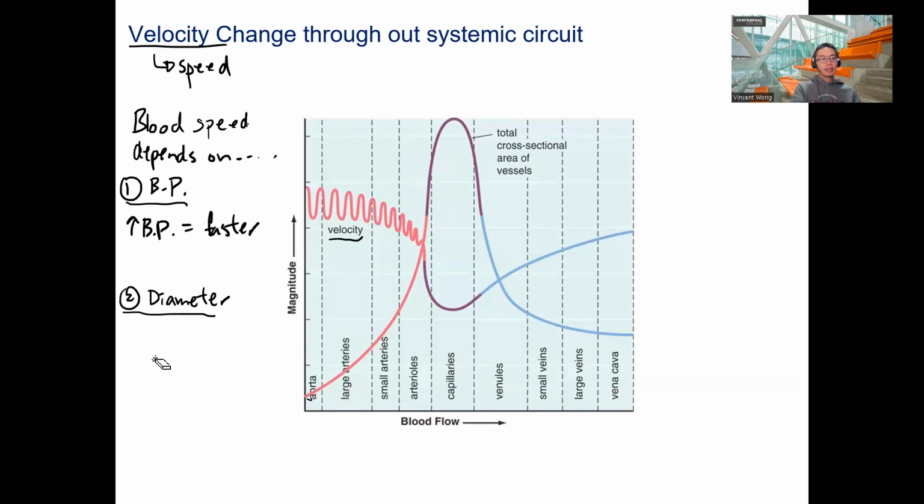The next one, diameter. If I increase diameter, now don't think about the pressure, just think about the diameter. If you increase diameter, is it going to be faster or slower? This one usually messes people up. Let's do a poll on it. If you think it's faster, please choose A. If you think it's slower, please choose B. Big diameter, faster or slower?